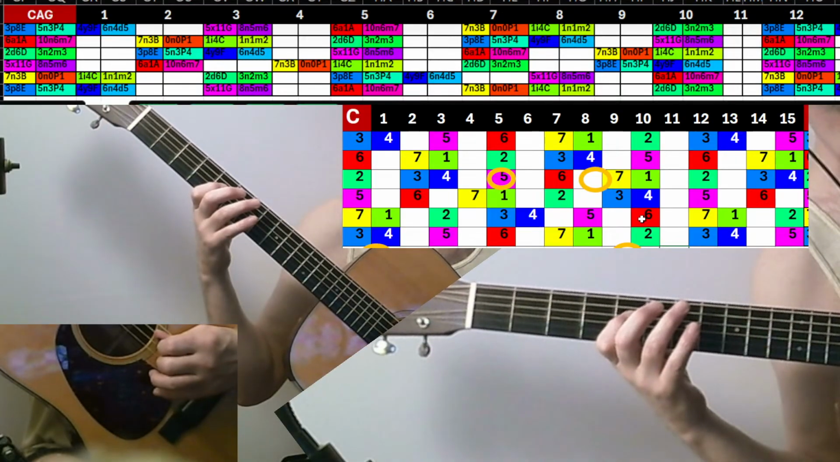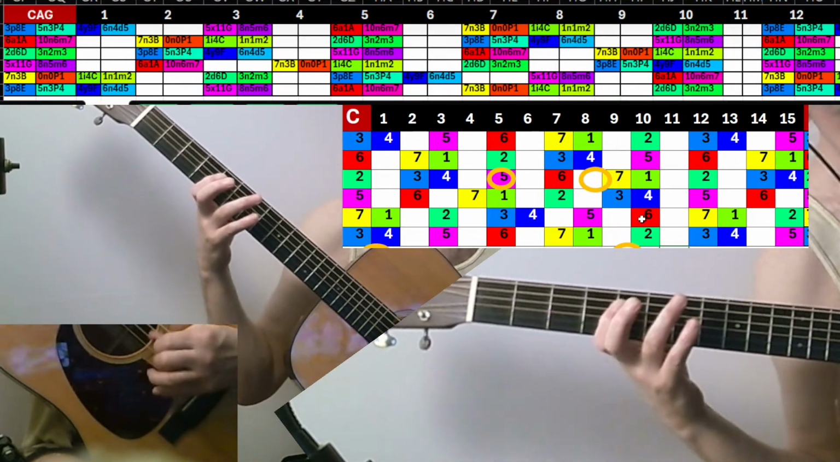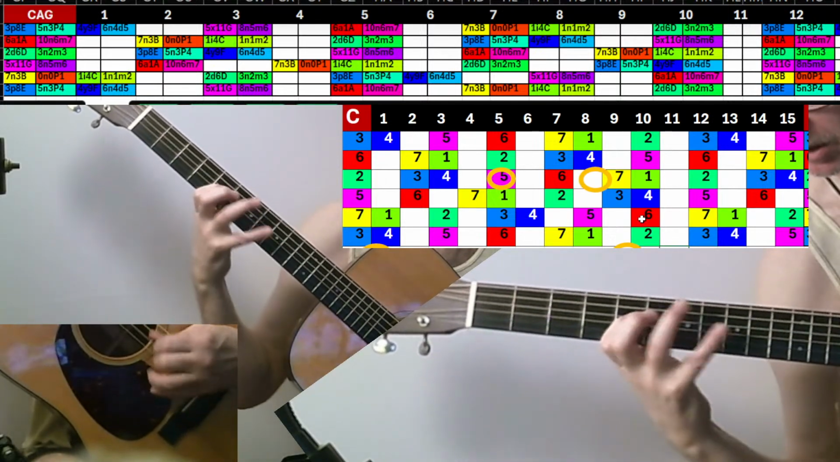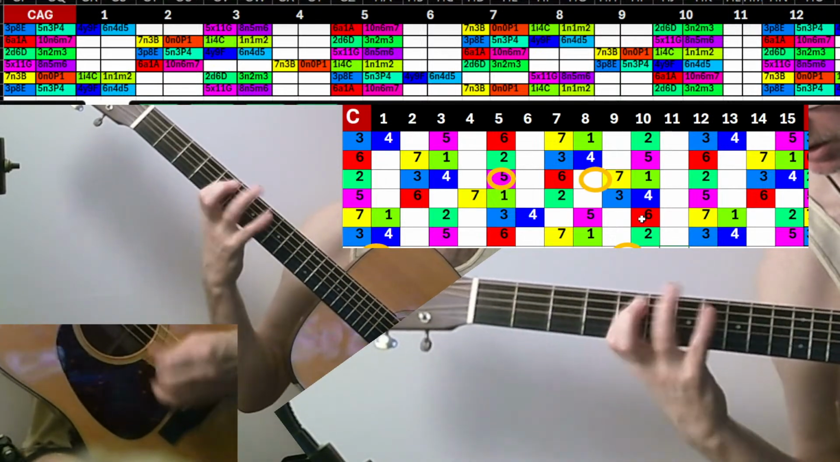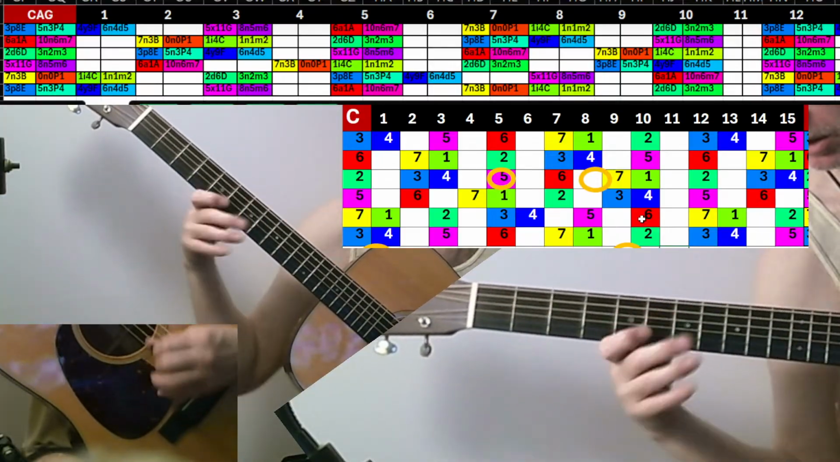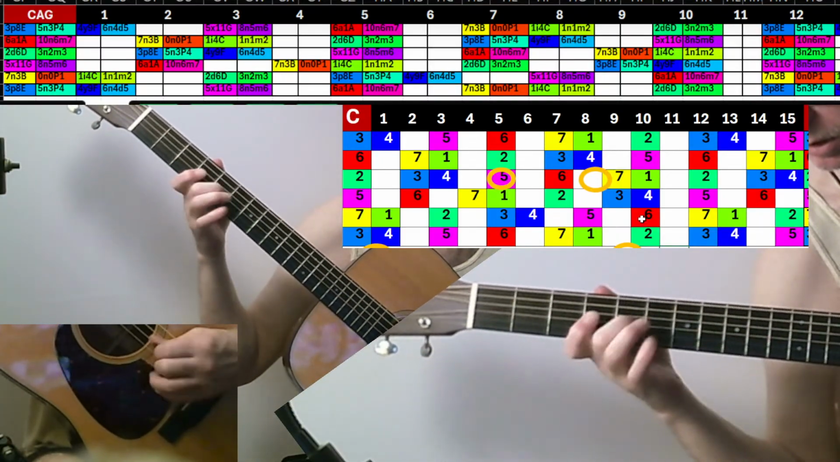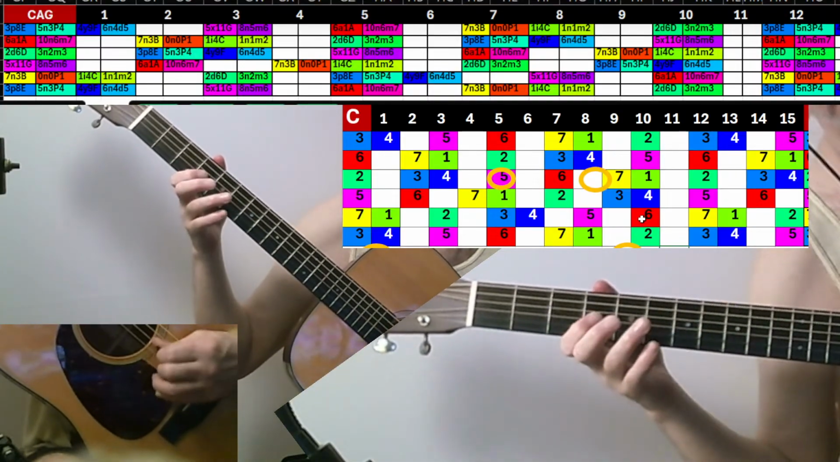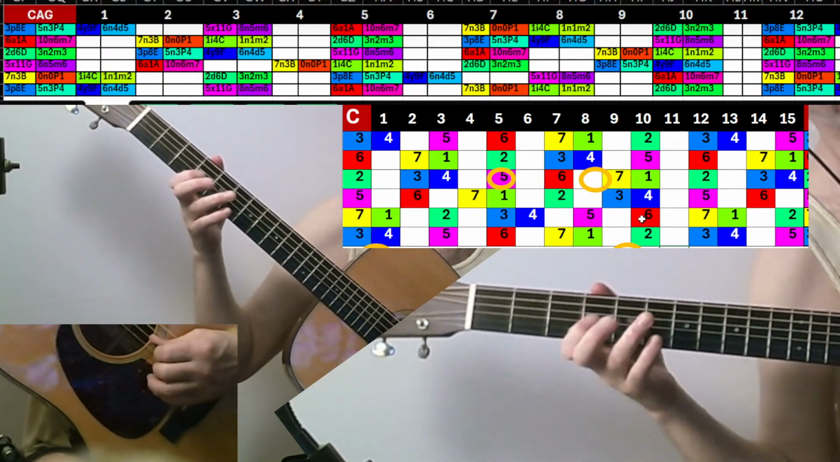I kind of like that it's the same note. I don't know why that's, these are 2 B's, same thing.